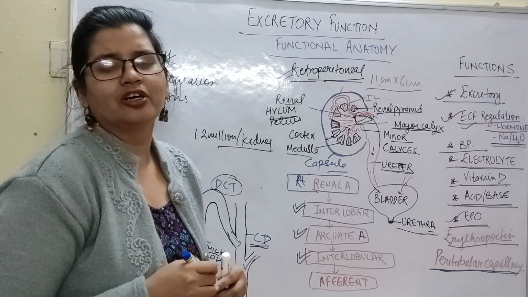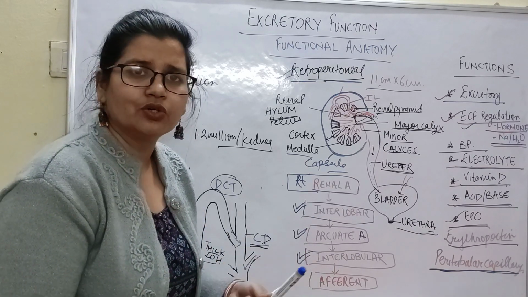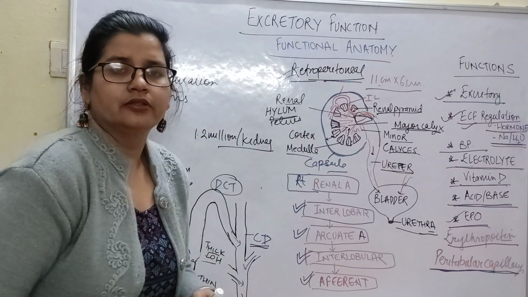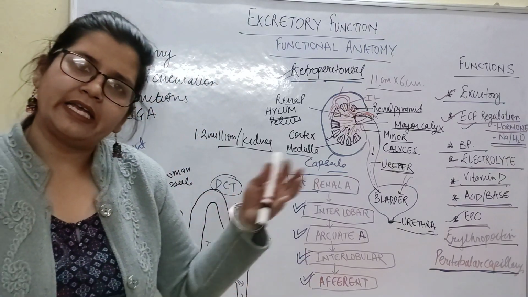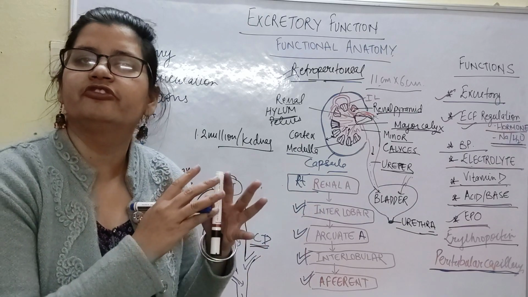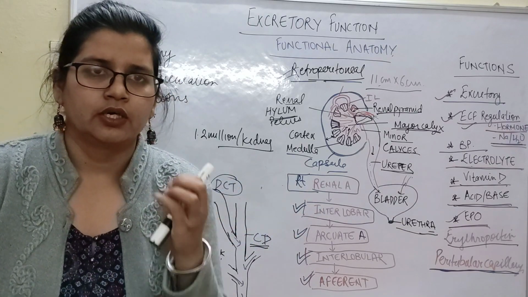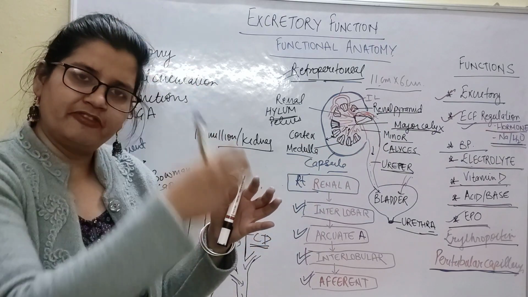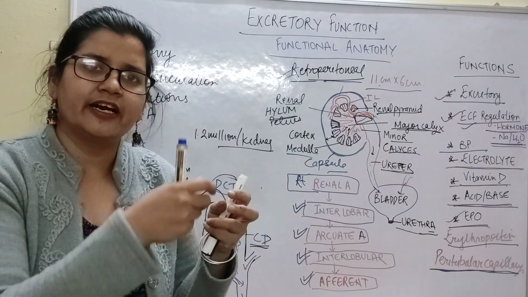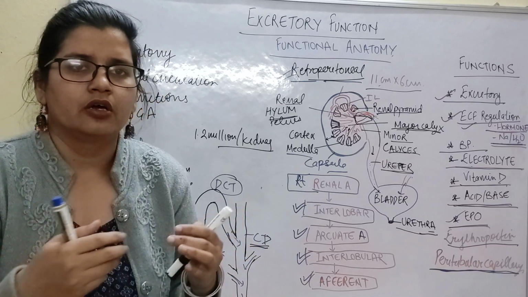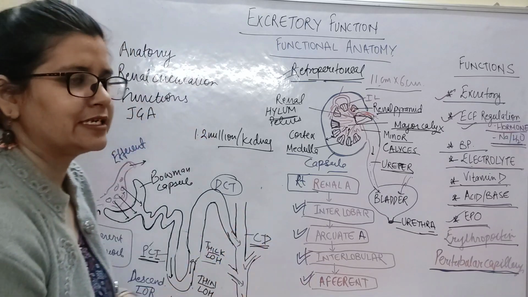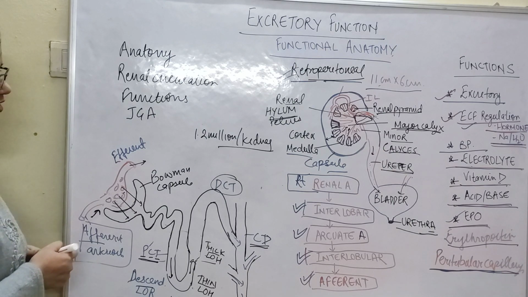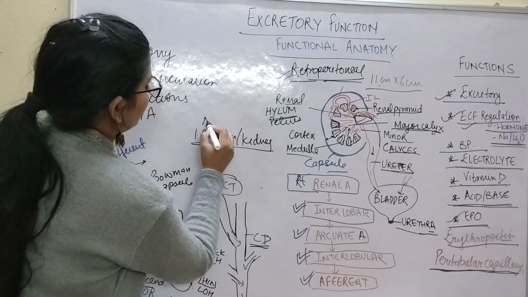Now this interlobular artery further branches into arterioles, and that arteriole is called the afferent arteriole. This afferent arteriole supplies the functional unit of the kidney, which is called the nephron. Here the plasma is filtrated, and then the efferent arterioles emerge out. How? Let's see. So this is the functional unit of the kidney. This is called the nephron.